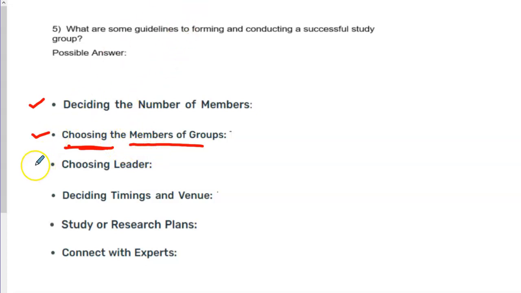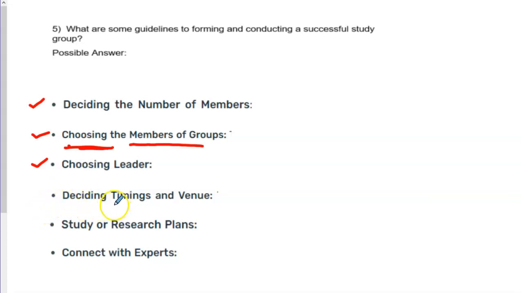The next thing you want to consider is to choose a leader. Now, preferably somebody who can really coordinate responses from all members of the group, coordinate meeting days, assign roles, and ensure that the discussion flows when you meet. And so this is very important, that you have somebody who can fit into this position.